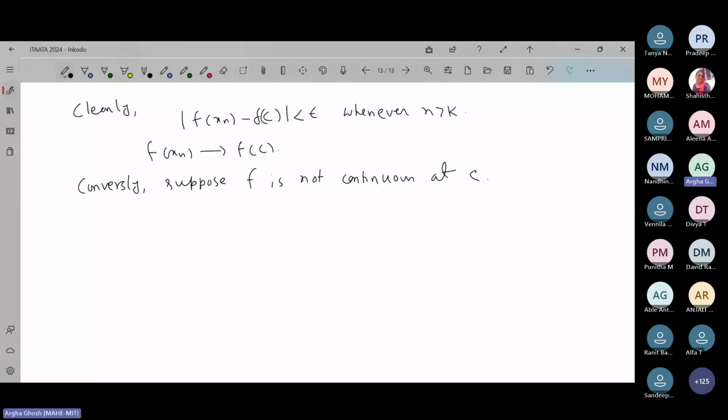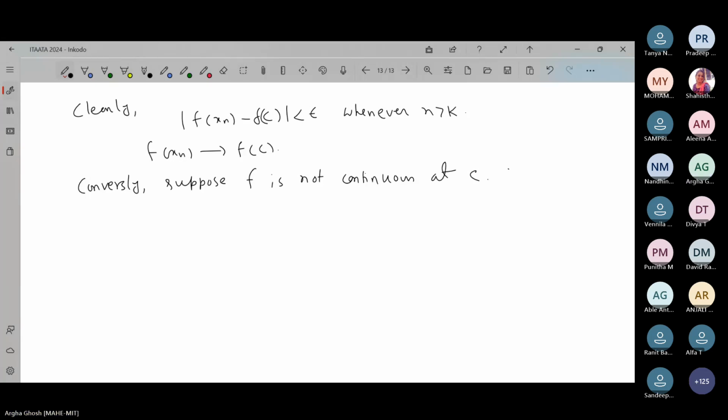So what we have to do is use the fact that if we have a sequence xn converges to c, it implies that f of xn converges to f of c. So we need to get a sequence xn, correct? We have to construct a sequence xn. How to do this? Now f is not continuous at c, we have to use this fact. So what can we conclude from this? f is not continuous at c means there exists an epsilon for which you're not going to find a delta.